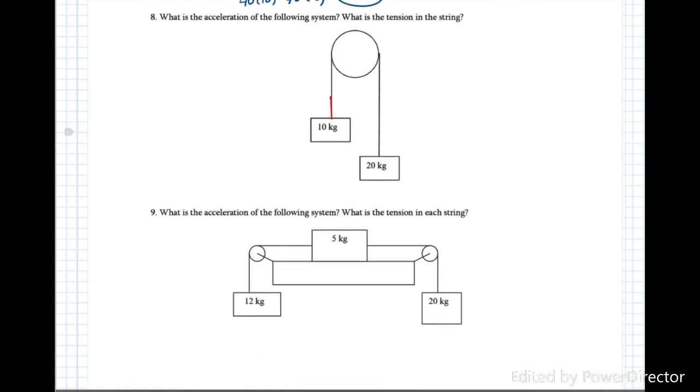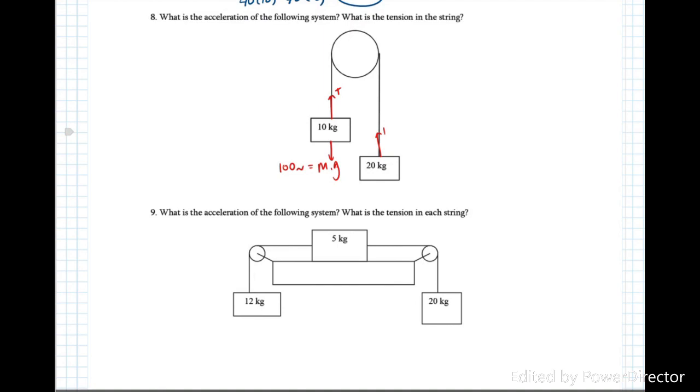All right, here we have what's called an Atwood's machine. It's 2 masses strung over a pulley with the same string. So to start, we're going to draw all the forces on each mass. So tension is up, and the 10 kilograms has weight down on it. We're going to go ahead and calculate that weight. It's going to be 100 newtons.